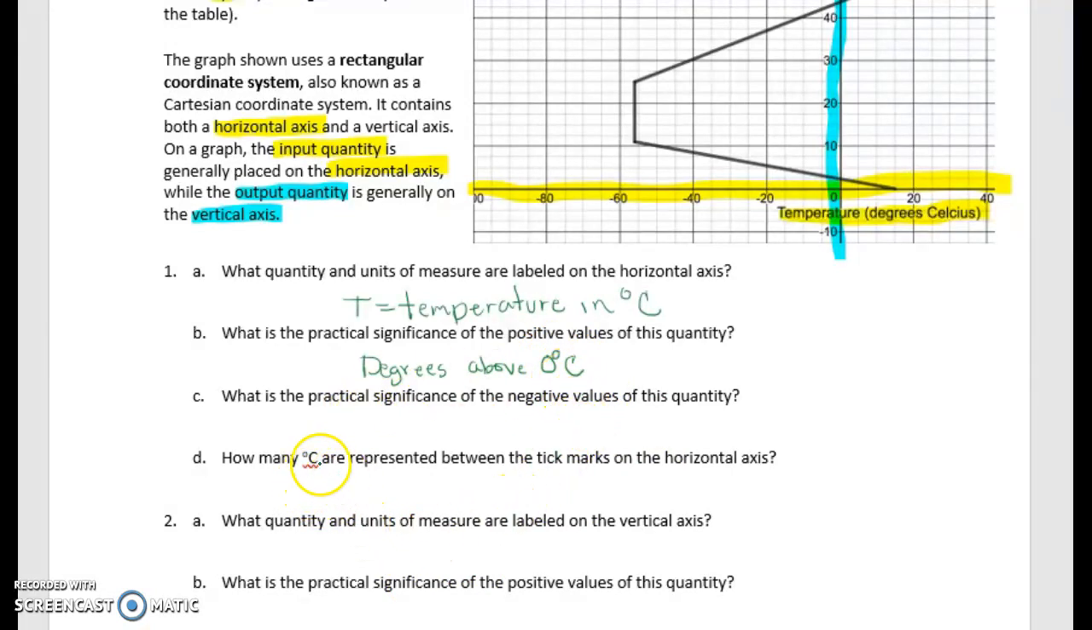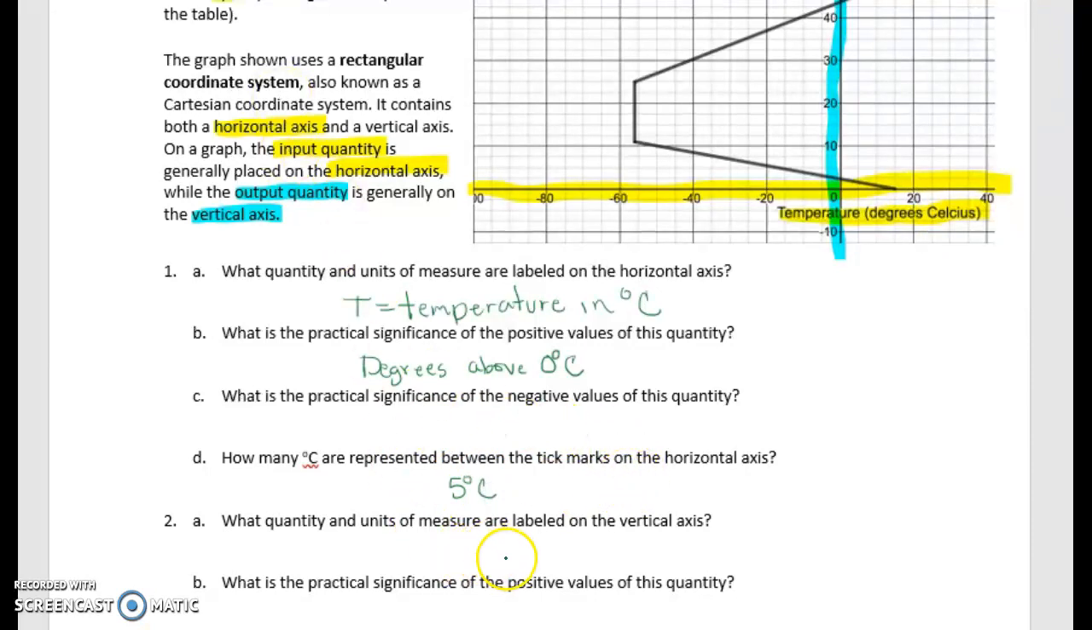And what does each tick mark represent? So in other words, what are the tick marks there? We counted them out from 0 to 20, and we have some individual tick marks. So how do we go from 0 to 20? These are equally spaced, so 5, 10, 15, 20. So this must be 5 degrees Celsius for each tick mark.